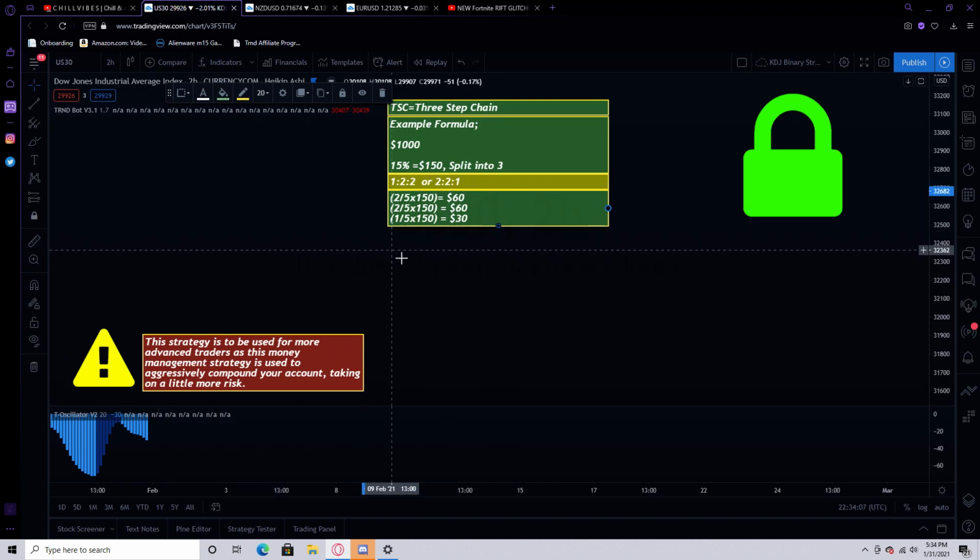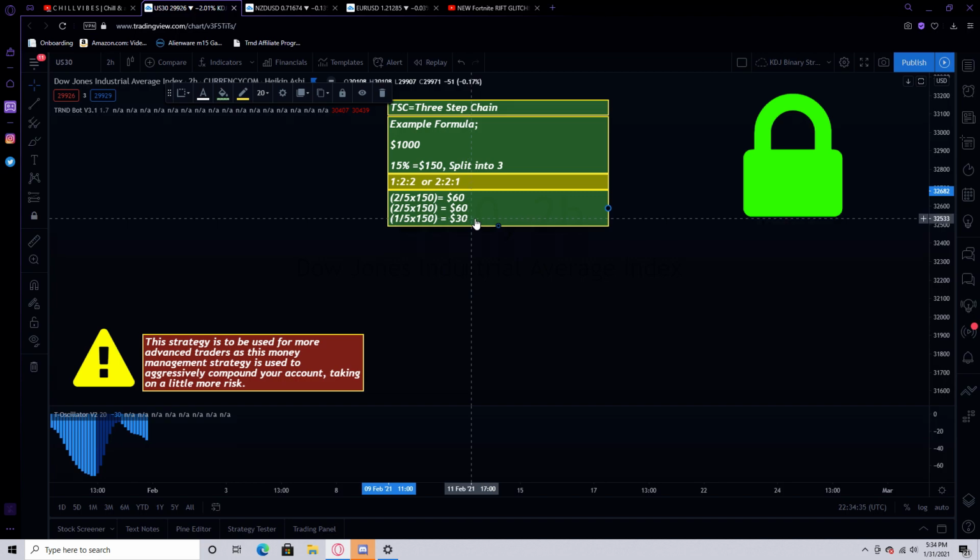And yeah, so say the first trade you take of the day, and you're using this 3-step chain, it will be $60. And you go on to your second trade. Your second trade will be $60 again. And then your third trade will be $30. After you've done 3 trades using this cycle already, all it does is just restart. Now you're back at 60, 60, 30.